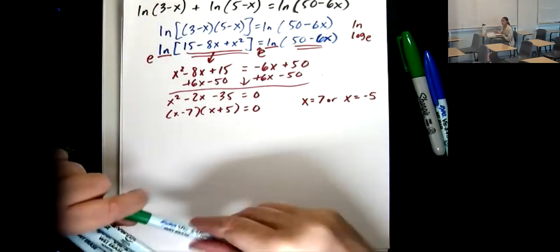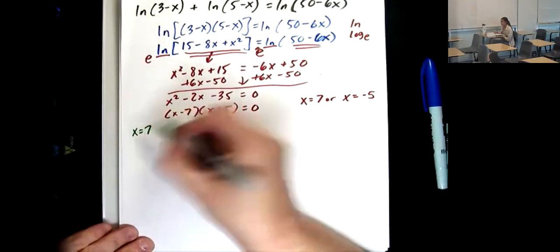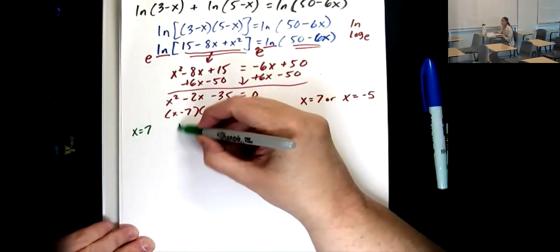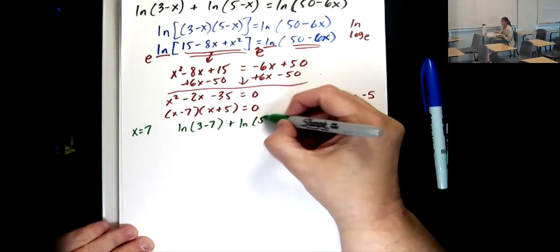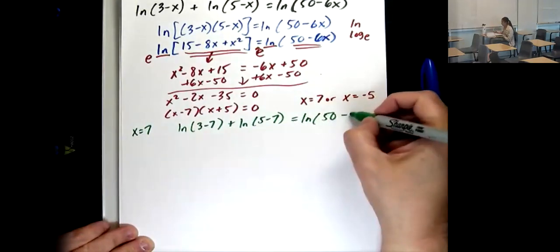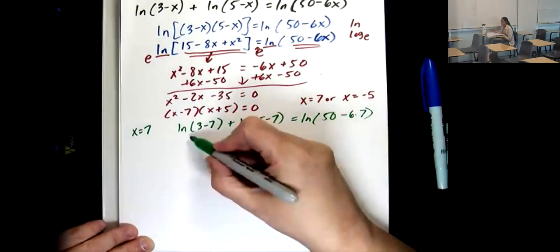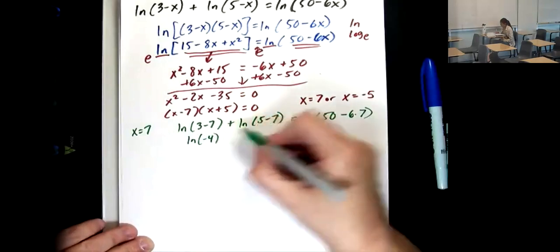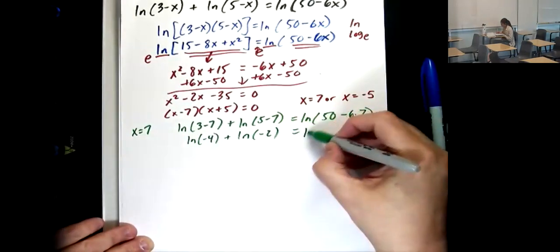So let's check them. I check x equals 7 in the first equation. I have ln of 3 minus 7 plus ln of 5 minus 7 equals ln of 50 minus 6 times 7. This is going to give me ln of negative 4 plus ln of negative 2 equals ln of 8.